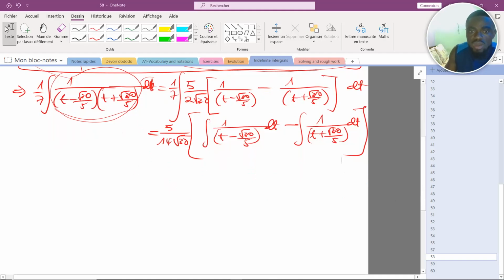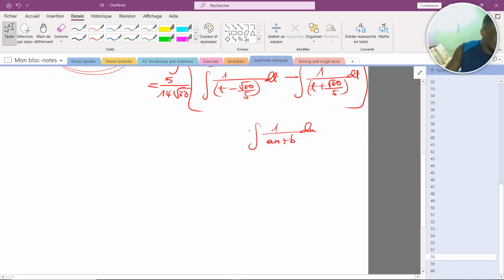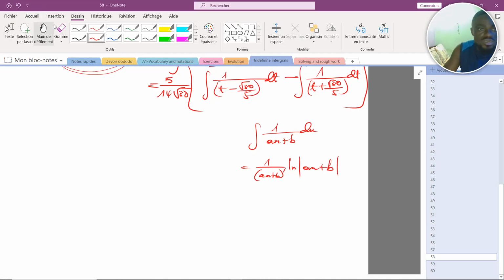So now, how do I integrate this? How do I integrate this? This is a linear function. This is a linear function. It's like they're asking you to integrate 1 all over ax plus b dx. We know that to integrate this, it simply equals 1 all over a, that is the derivative of ax plus b, times ln of the absolute value of ax plus b. That's it. Okay, I'm going to apply it up there.